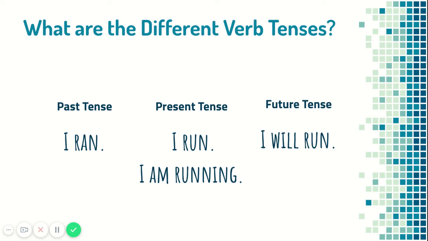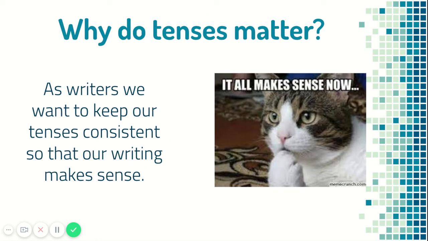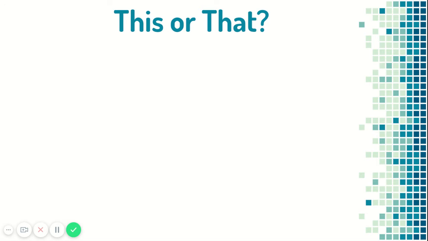Okay. It's really important as a writer to keep our tenses the same because we want our readers to understand the order in which things take place. As writers, we have to pay attention to that sequence of events, and verbs help us keep our events in order. Okay, is everything clear?